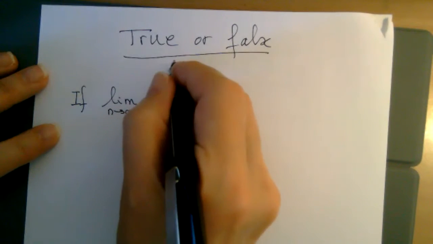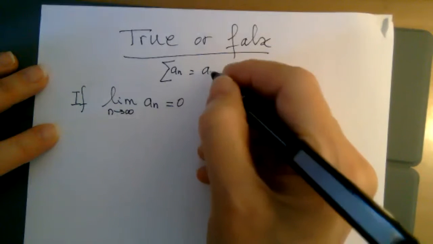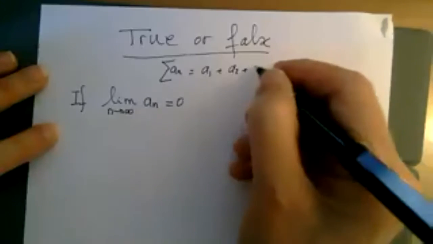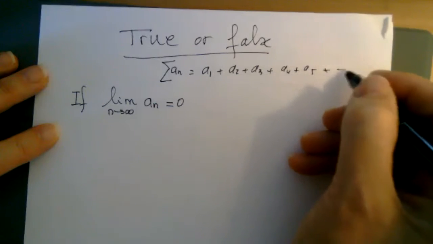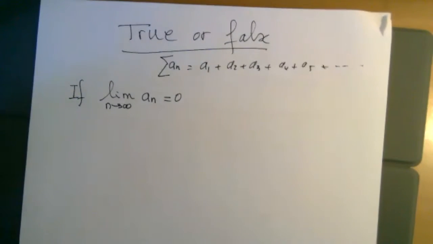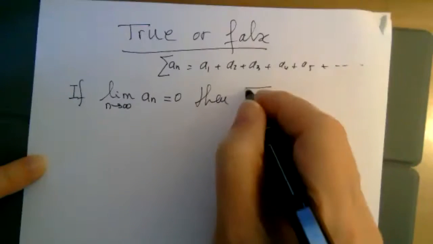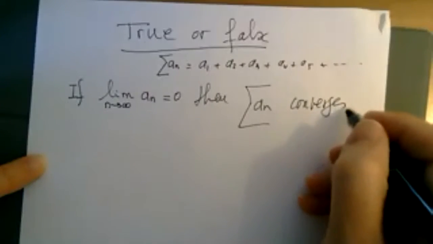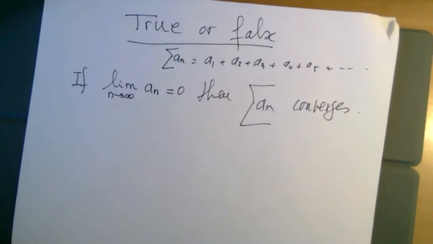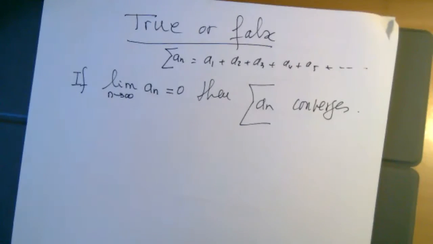So I'm having the series sigma an, which means in my mind all the time I have adding terms, and see what happens as we add more terms. That's a series for me. So if the limit of an equals 0, then the series converges. True or false? True, you tell me why. False, you give me an example. I'm expecting an answer from you. You have a minute to answer.